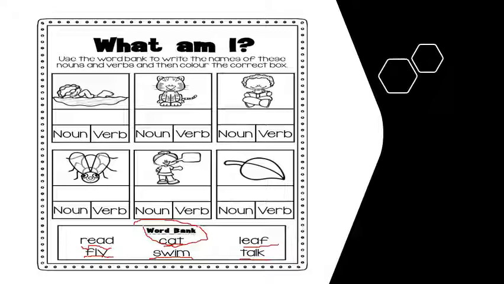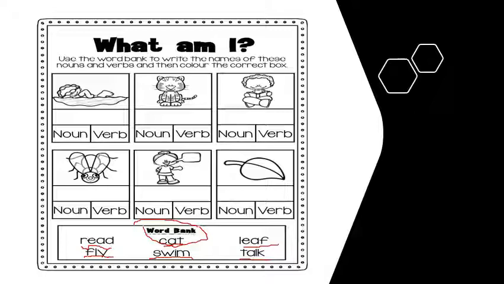Okay? Now, what is this? What is a noun? Noun is the name of a person, place, animal, or thing. Okay? Now, what is a verb? Verb is an action. What you are doing? Like you swim, you talk, you play, you run, you hide, you catch. Okay? Now, you have to search. Tell me if it's a noun or it's a verb.